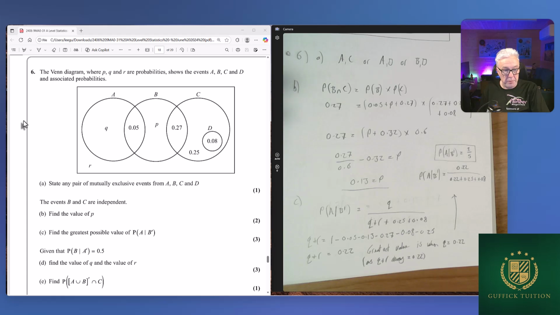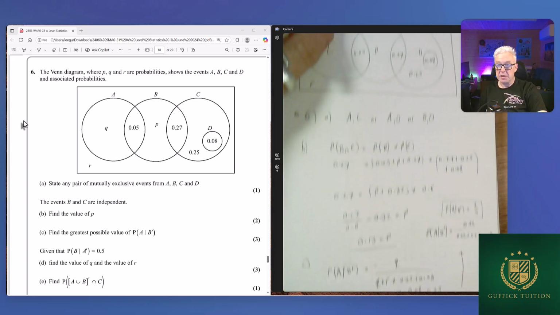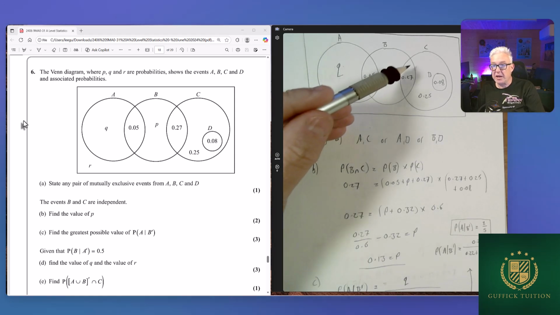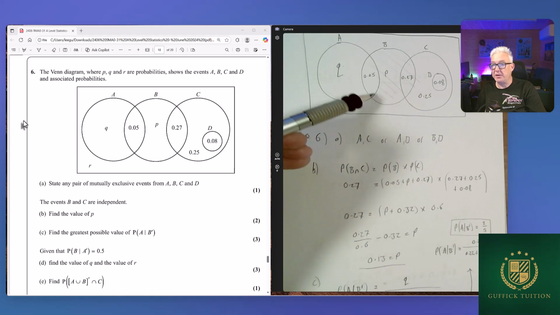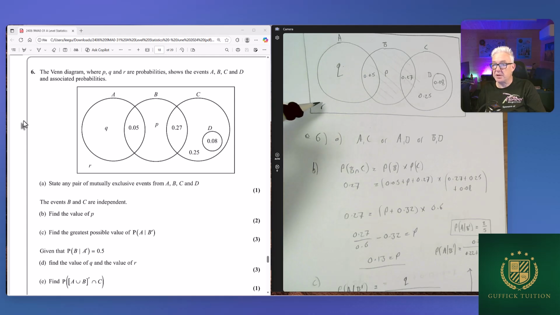Okay, so that's part B done. Now, part C, find the greatest possible value of A given not B. Okay, so let's think about that from our Venn diagram. So A given not B. So the probability that something's in A, given that it's not in B, that only leaves Q left for the numerator. Okay, because if we're given not B, it's like all of this in there that I'm indicating now is dead. Okay, so we've only got everything here, and around the outside to choose from.